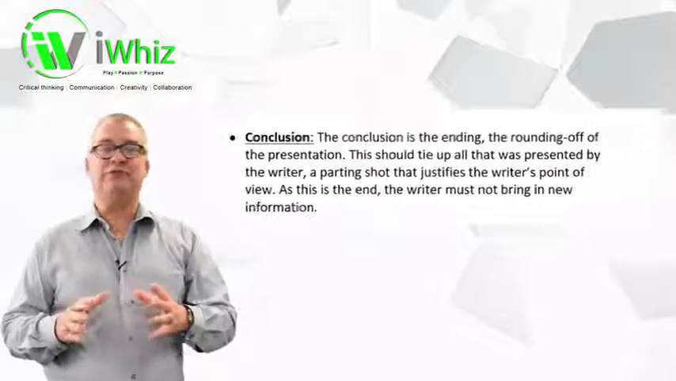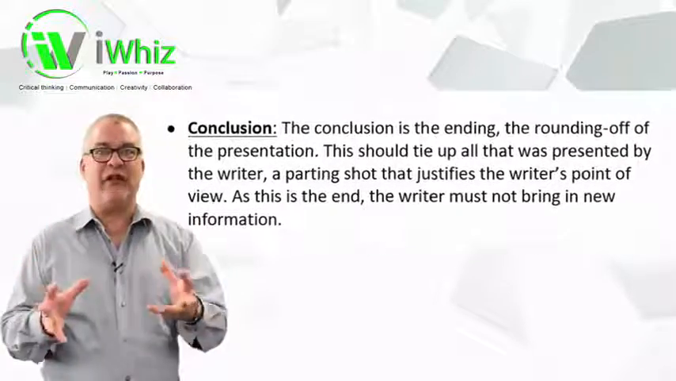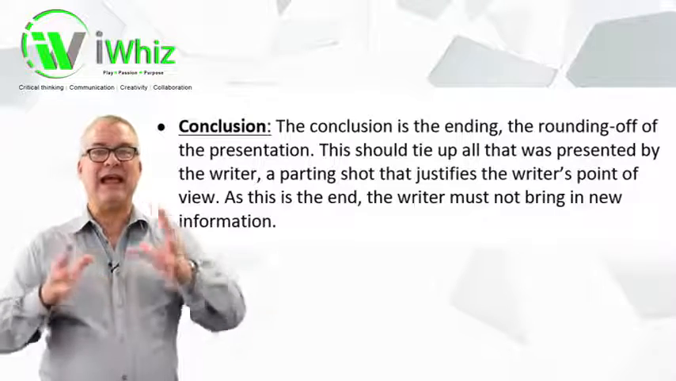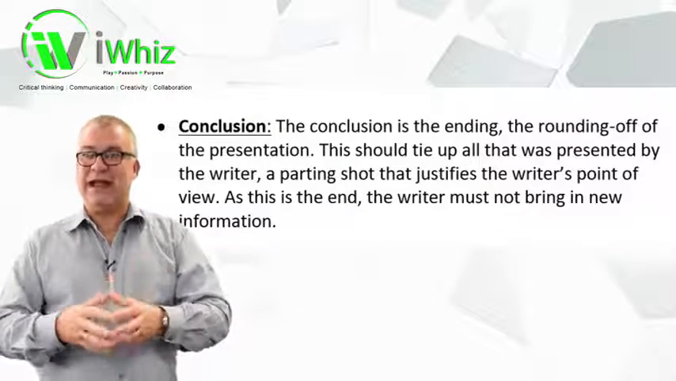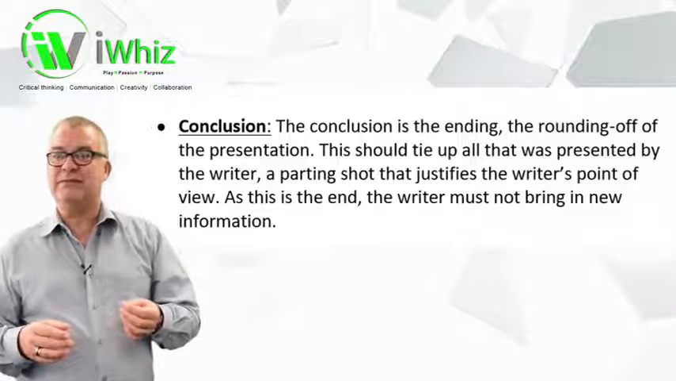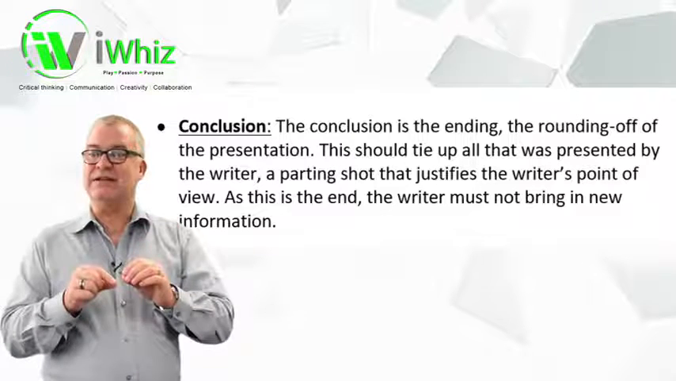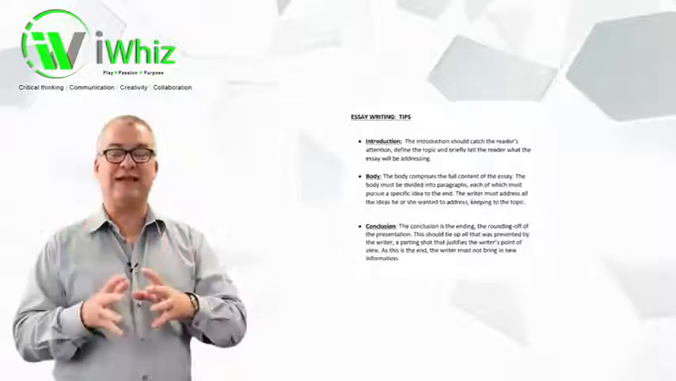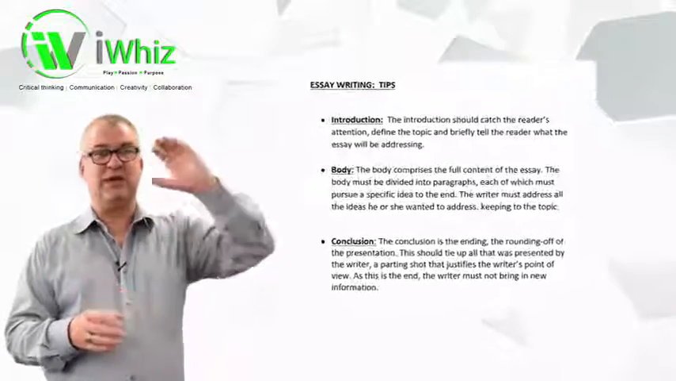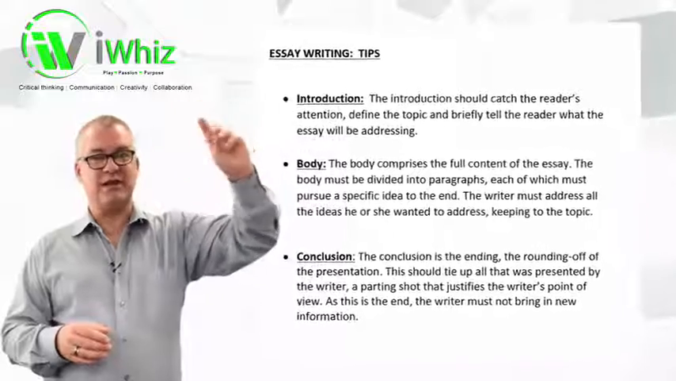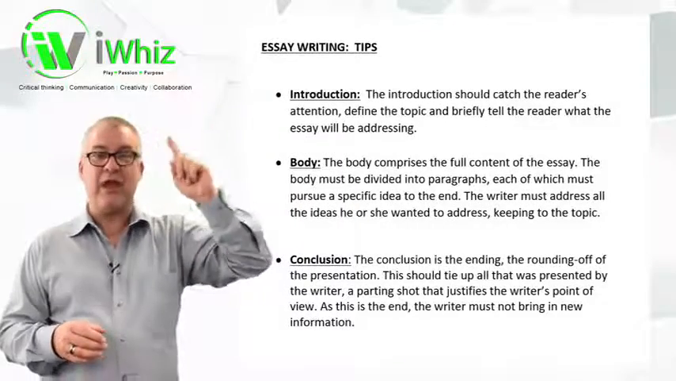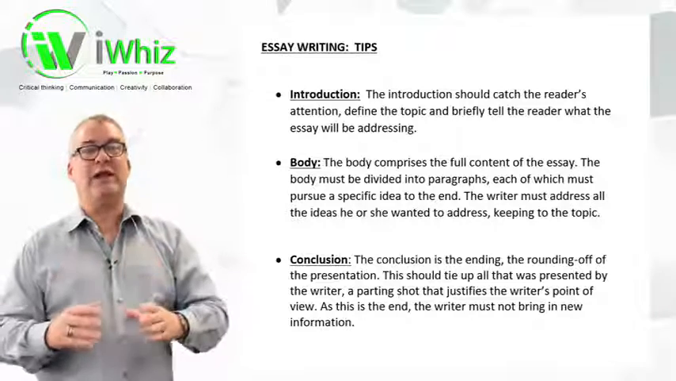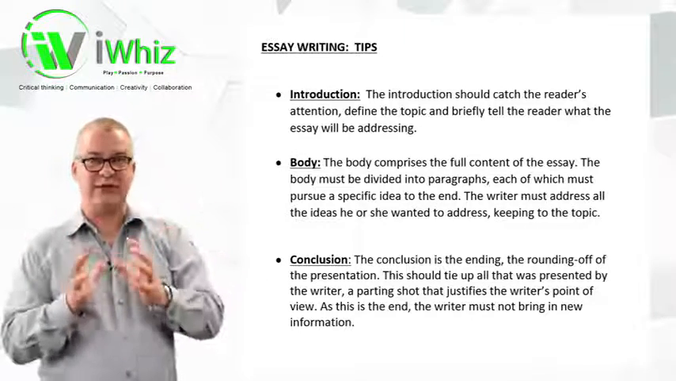Now, the conclusion is the ending. It's the rounding off. It's pulling all the pieces together and making it clear and coming to a definitive end. Now, this ties up all the loose pieces, and as this is the end, you do not bring any new information into your essay at this point. So now we know we've got a starter to tease people, get them thinking. We've got the body of the essay made up of paragraphs, and then we have the concluding paragraph, which ties everything and brings it together.